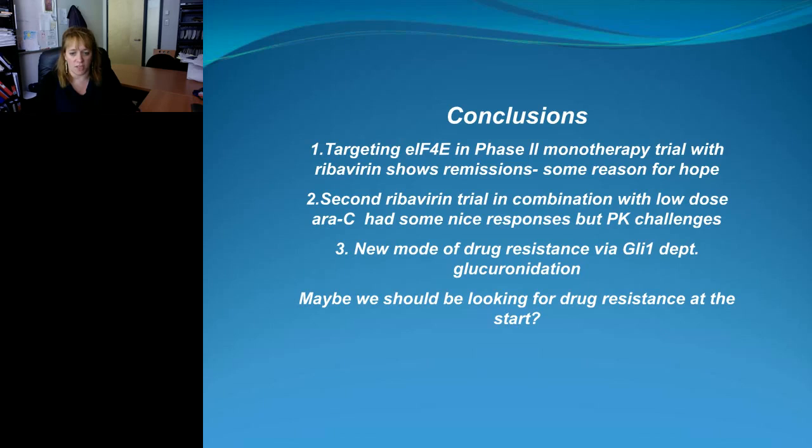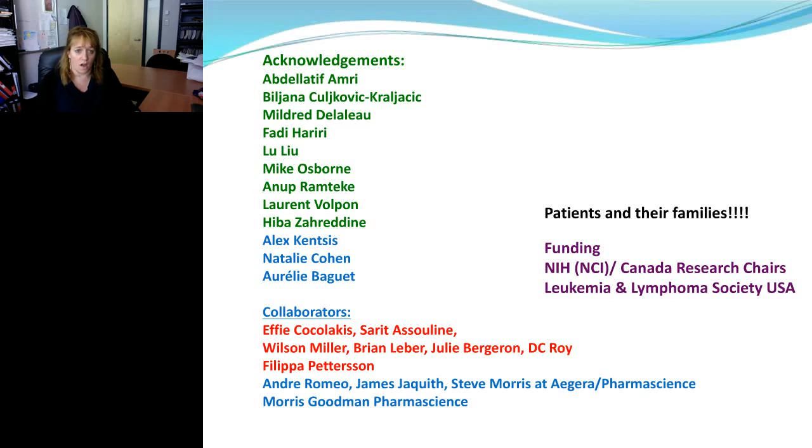And it also brings a general question, which I think is that maybe we should be looking for drug resistance earlier on in patients and not just decide that our drugs are failing after a month, but perhaps they worked for a bit and now the cell has outsmarted us and we need to figure out how these resistance mechanisms work.